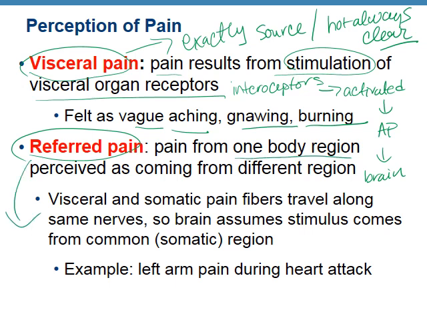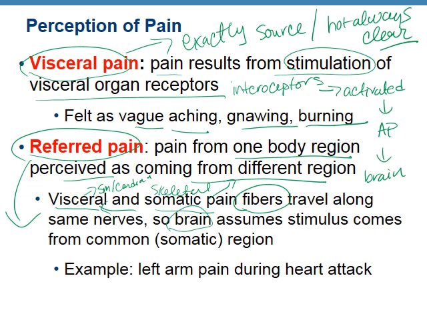Referred pain is when pain from one body region is perceived as coming from a different region. What happens is the visceral, the internal, and the somatic, skeletal, so this would be skeletal. Visceral is going to be probably smooth muscle or cardiac. These are two different fibers. This one's going off to skeletal. This one's going off to some sort of smooth muscle, cardiac. But when they come back into the spinal cord, the brain can't tell exactly where they're coming from within the body. So this is why sometimes you'll hear people say they have left arm pain when they're having a heart attack.